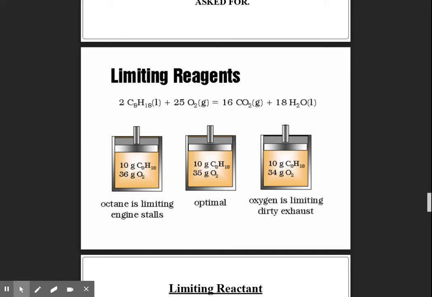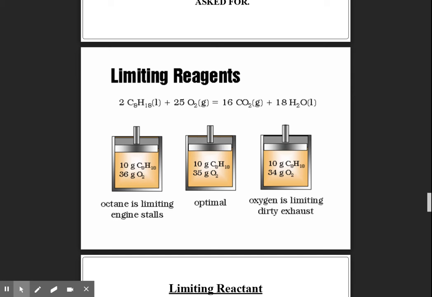So let's think about an analogy for a second. Think about if you're trying to build cars. Let's say to make a car, I need one engine and 4 tires. Let's say, for example, I have 2 engines and 7 tires. If you have 2 engines and 7 tires, you can only produce one complete car because the number of tires limits the number of cars you can produce. So tires is the limiting reactant because we run out of tires.